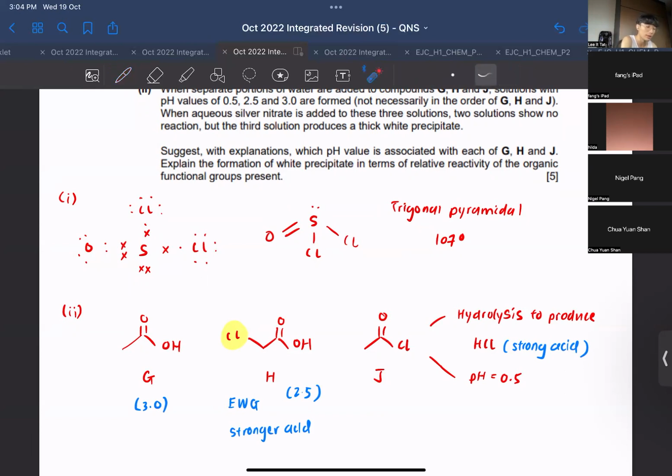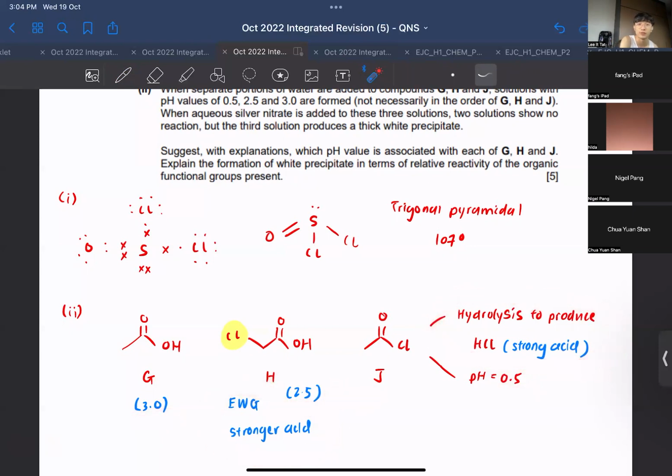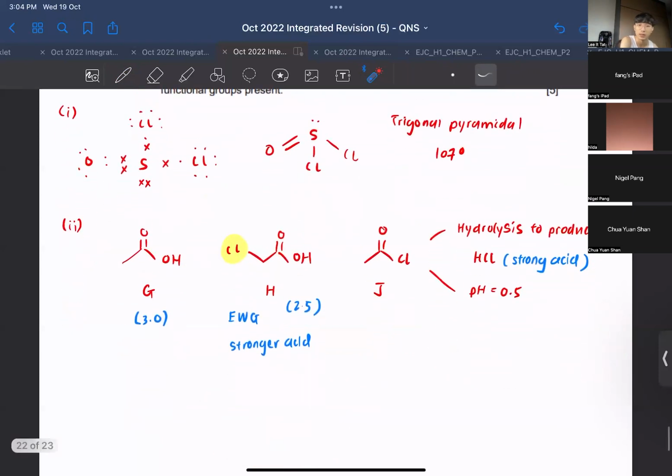Okay, with all these in mind, hydrolysis to produce HCl is 1 mark. The electron withdrawing portion where you explain why it's a stronger acid, that's another mark. And the final mark is to assign all the different pH values together. I'll show you guys the full answer later. I'm just going to explain the question first, in a more simplistic manner. So that's the first half of the question.